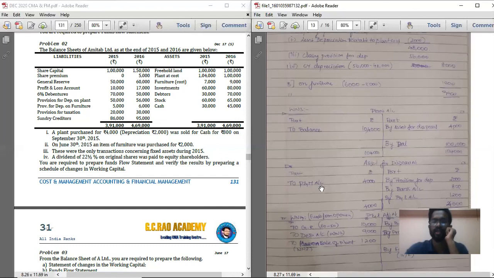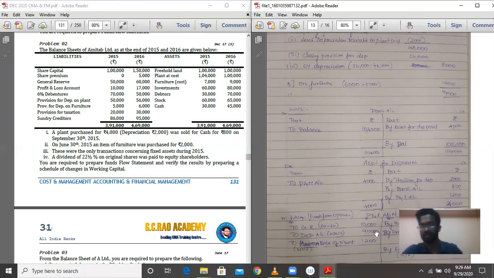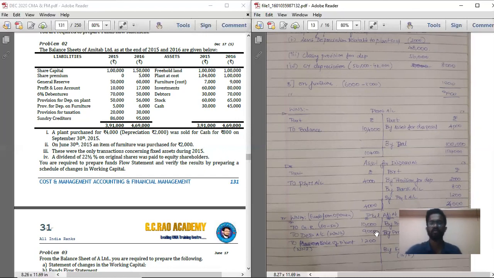The asset's total value is what you have credited to the plant account by asset for disposal, 4,000 rupees. So that you should debit in the asset for disposal account. To plant and machinery, debit side record to plant and machinery account, amount column 4,000 rupees. By provision for depreciation. So simple, understand this concept clearly.